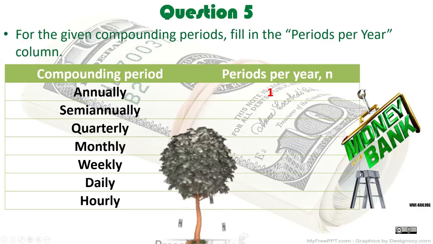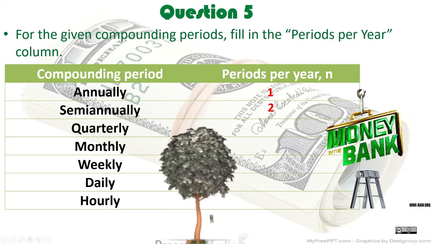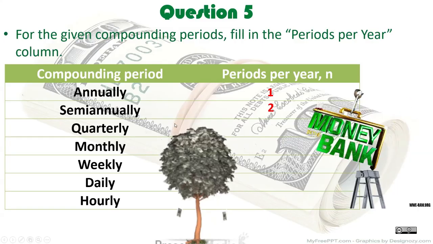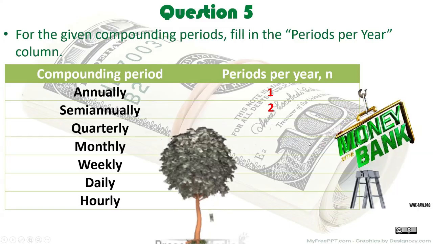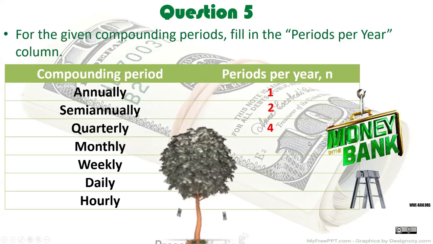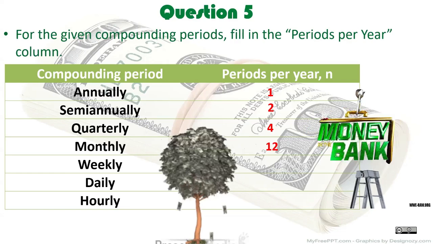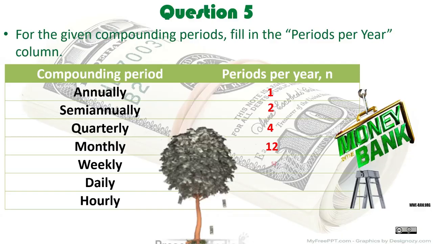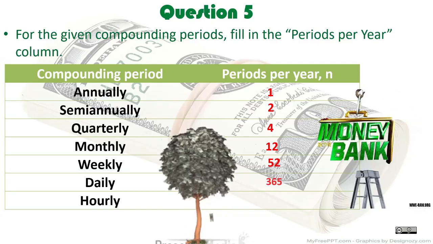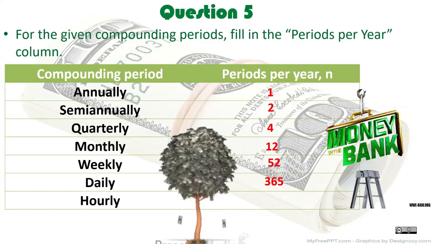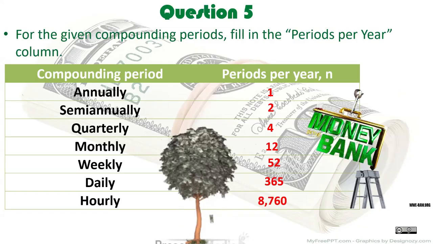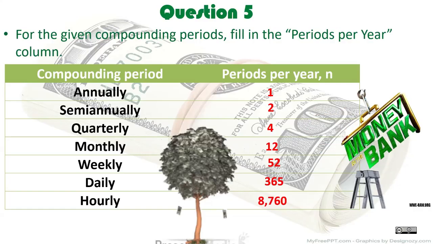Semi-annually would mean n is equal to 2. Quarterly means that n is equal to 4. Monthly means n is equal to 12. Weekly means n is equal to 52. Daily is 360. And finally, hourly, if we calculate it out, is 8,760 hours in a year.